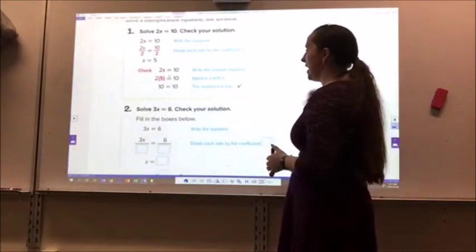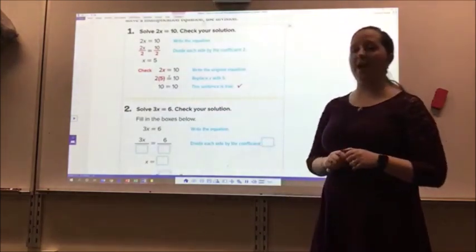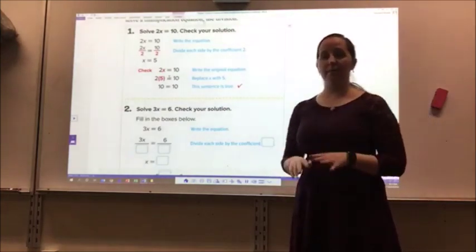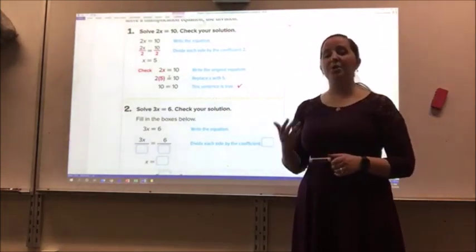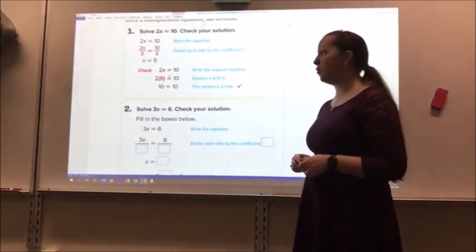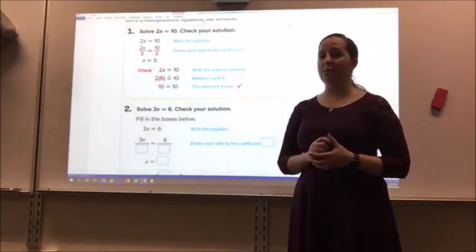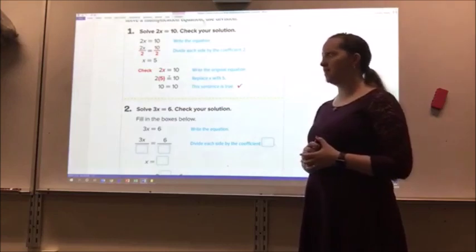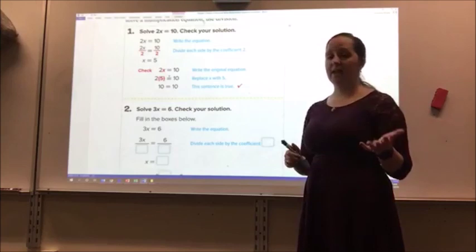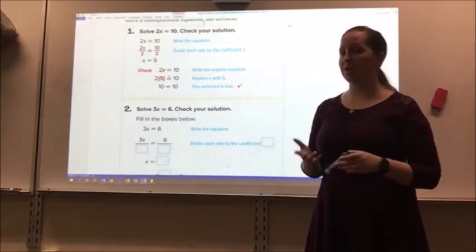Let's take a look at a couple of examples. The first example says solve 2x equals 10. Check your solution. I write the equation down, that's my first step. Then I divide both sides by 2. 2 divided by 2 gives me 1, or just x, I'm left with x. And 10 divided by 2 equals 5. So I can check my solution. 2 times 5 is 10, so 10 does equal 10, and my solution checks out.